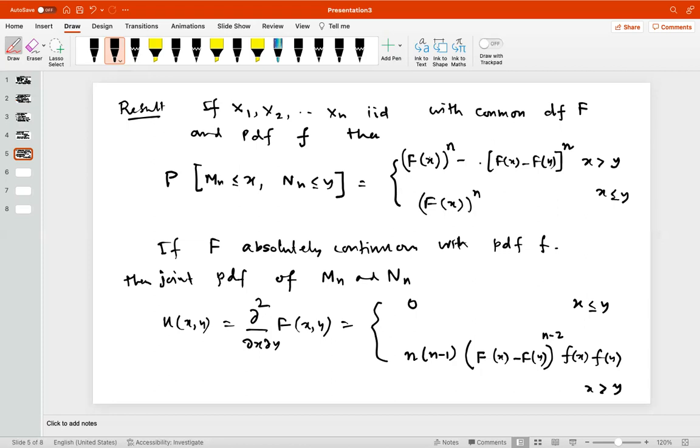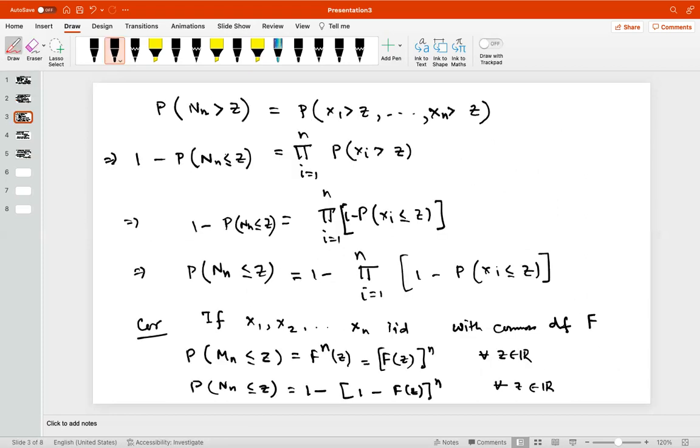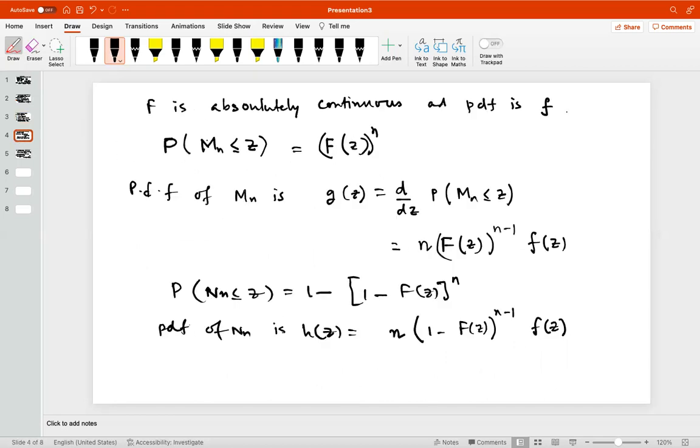Now, the interesting case is that the maximum value and minimum value are not independent, right? Because the joint density function is not the product of the density functions. What is the density function? The density function is given here. The density function of Mn is just n into this, n into this.